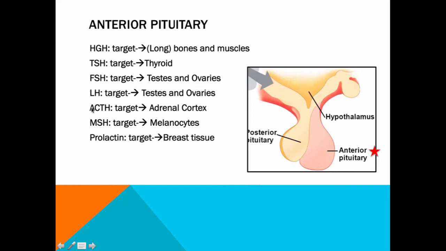Another one I want you to know is ACTH, or corticotropin. Its target tissue would be the adrenal cortex. And it stimulates the adrenal cortex to secrete or produce glucocorticoids, such as cortisol. Remember, these are coming from the anterior pituitary, and that's human growth hormone, TSH, and ACTH. Those are the ones I want you to know.